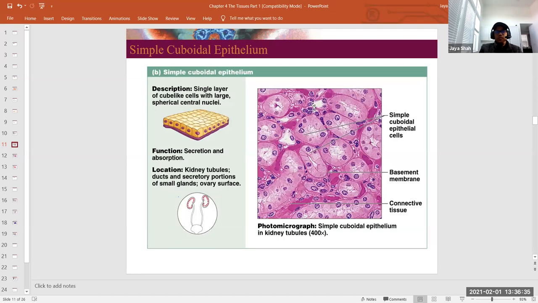Other structures may be blood vessels and other stuff. You see the cuboidal cells, and this is the apical surface of the cell, and this is the basal surface. So you have simple cuboidal epithelial cells, then the basement membrane here, and this is the connective tissue, some of it blood vessels, which is holding them. Where do you find it? In the kidney tubules, one location, and some other locations.